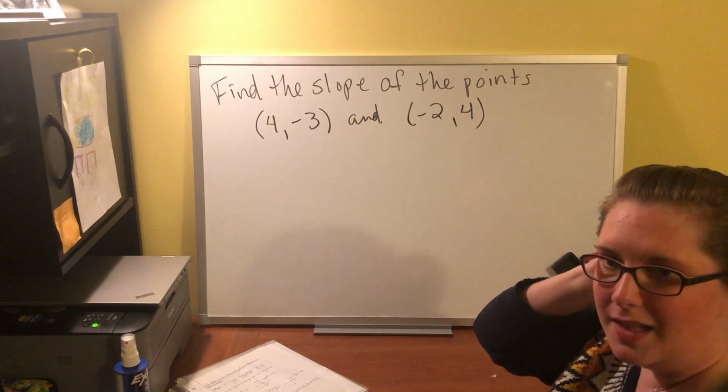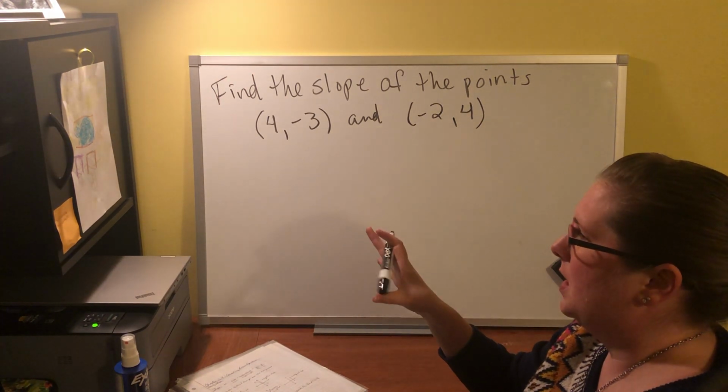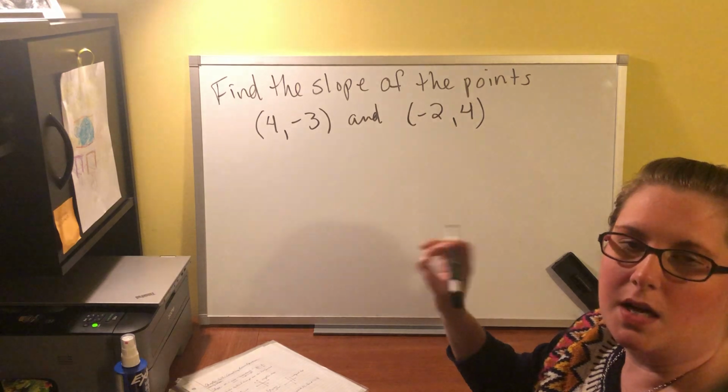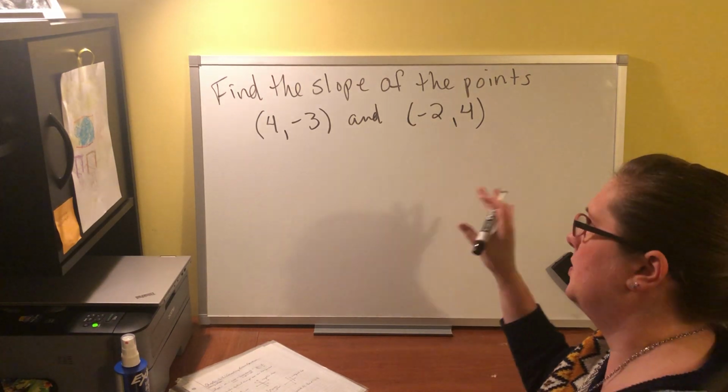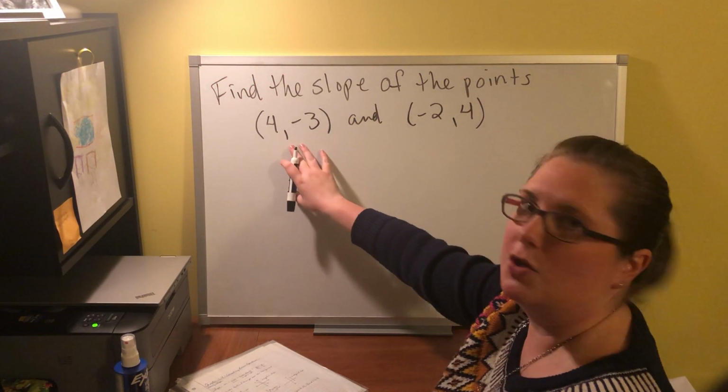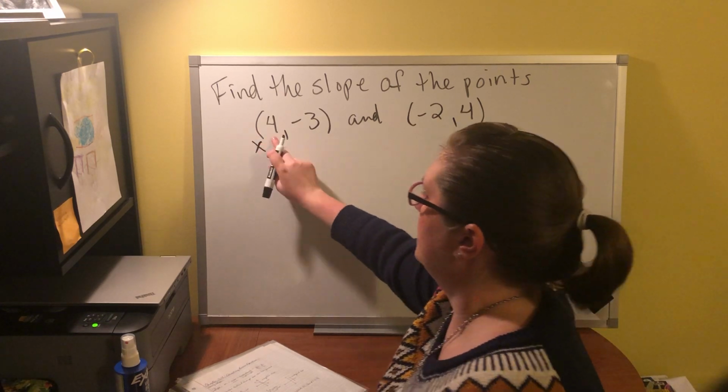The first thing that I like to do is go ahead and mark which one is going to be the x sub 1, y sub 1, x sub 2, y sub 2. So this is your first point here. We know this is our x coordinates.